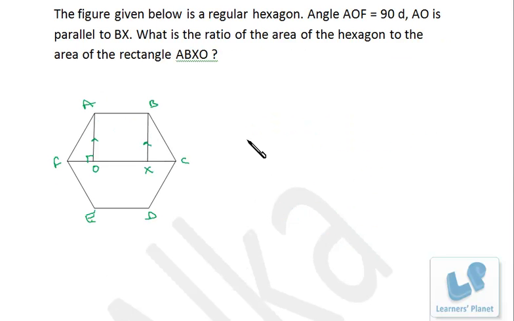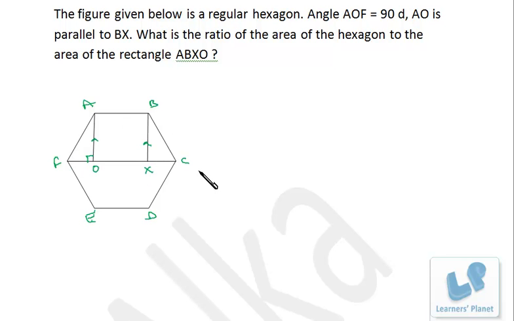Now see this problem. We have already tried this sort of problem earlier in this session. The figure given below is a regular hexagon. Angle AOF is 90 degrees. AO is parallel to BX. What is the ratio of the area of the hexagon to the area of rectangle ABXO, right?